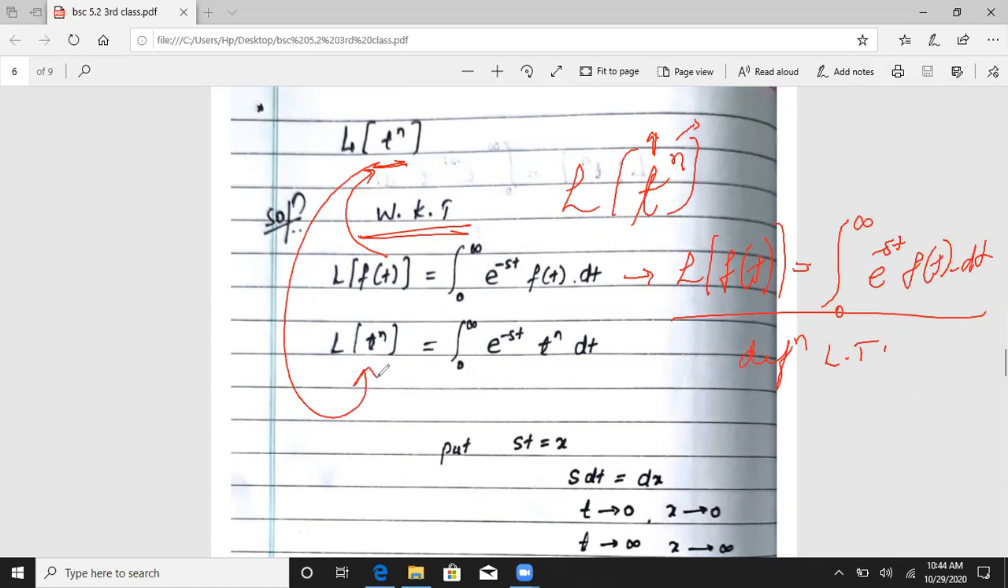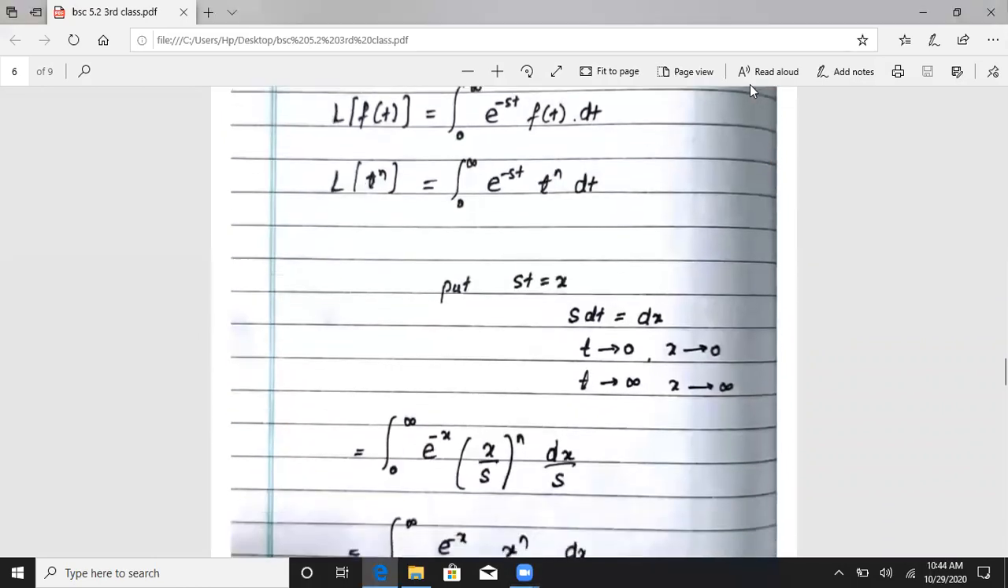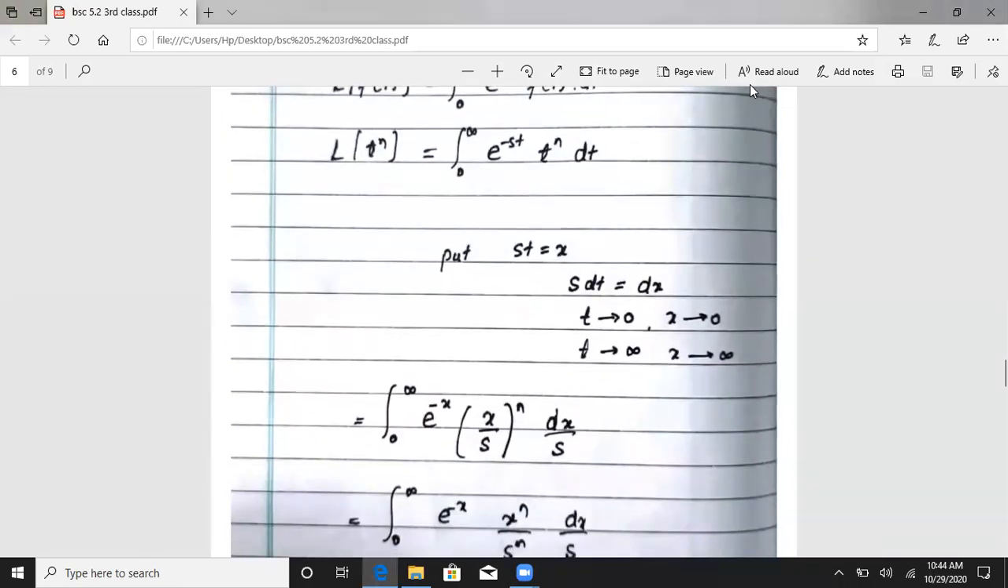The Laplace transformation of t to the power n is equal to the integration from 0 to infinity of e to the power minus st, and instead of f of t we write t to the power n, dt, as it is. Now listen here carefully.